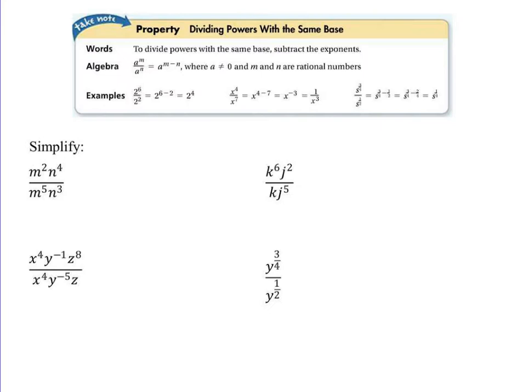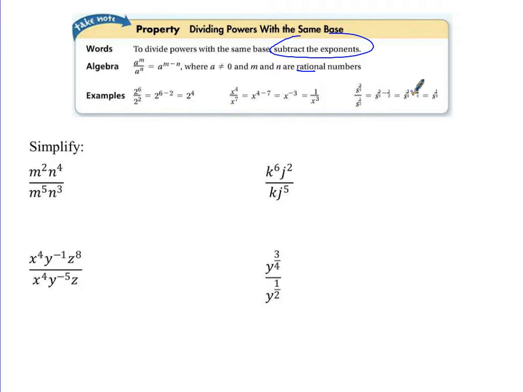So here is that actual property officially. To divide powers with the same base, subtract the exponents. So that's our new rule for this section. Officially, the algebra: a, our base, to whatever exponent that is, divided by the same base to some other exponent, you subtract them, m minus n, and that's what they're saying right there. And as usual, a can't be equal to 0 for this whole chapter. We've been talking about that. And m and n are rational numbers, and rational numbers are what? Ratios. So like fractions and integers.